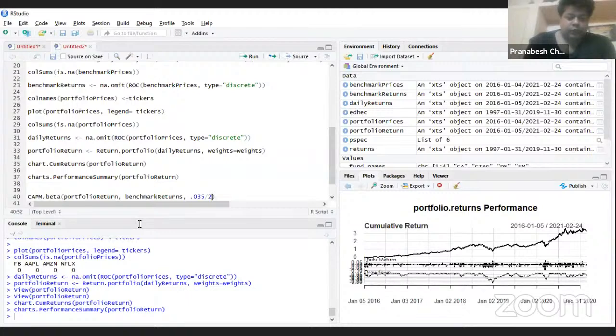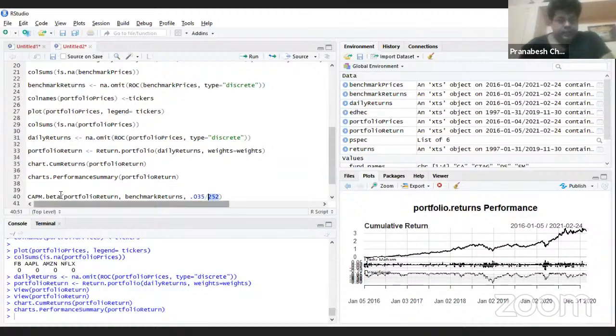How has been? So basically there are 250 trading days in a year, and 0.0355 is my risk-free rate of return. That is, 3.5% is our risk-free rate of return. That is what we are factoring in here.